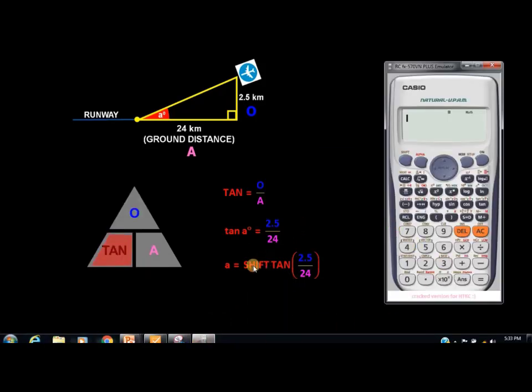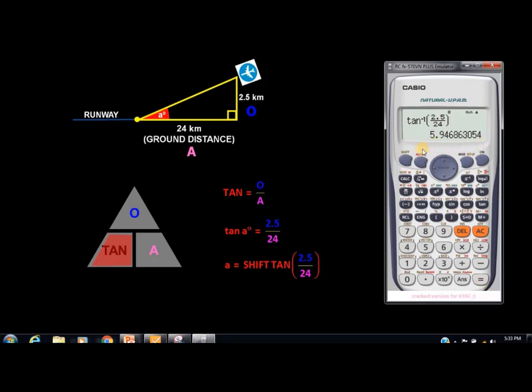We start Shift, then tan, so Shift, tan. Now this is a fraction. The easiest way is to use the fraction key. We have on the top 2.5. We come down to make the next number 24. Now don't close the bracket now. First go to the right. Now close the bracket. Then press equals.